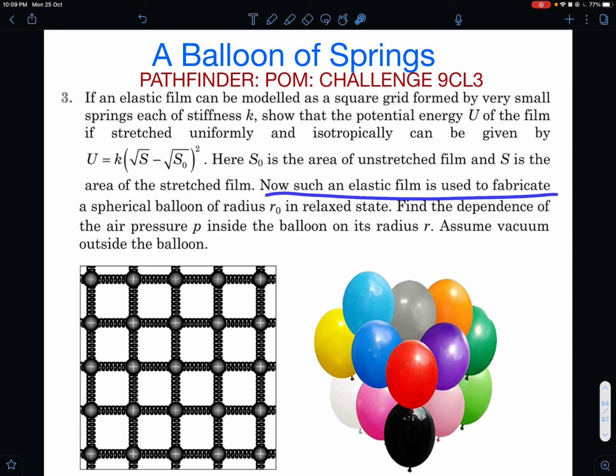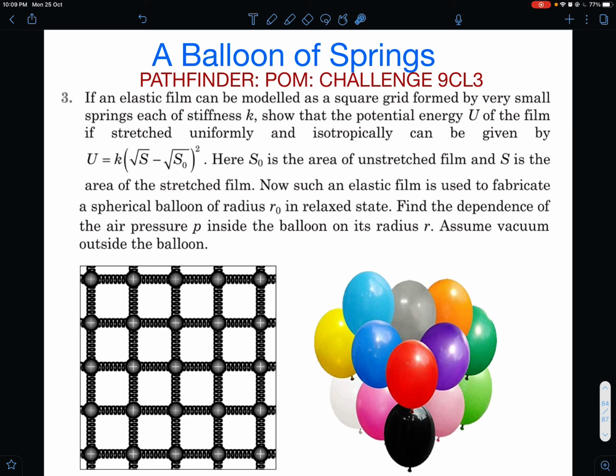Now such an elastic film is used to fabricate a spherical balloon of radius r naught in a relaxed state. So we are using this type of membrane for making balloons. You can think that the rubber of the balloon is made up of this type of material at the microscopic level, and that balloon has radius r naught in the relaxed state. When we are not stretching it, it's just at atmospheric pressure outside and inside, so we can think that the radius of the balloon is r naught, with no stretching at all.